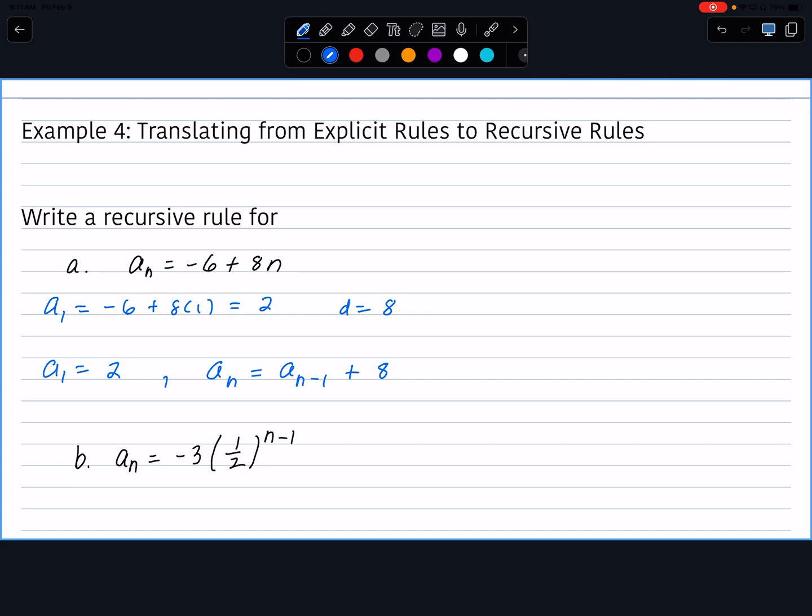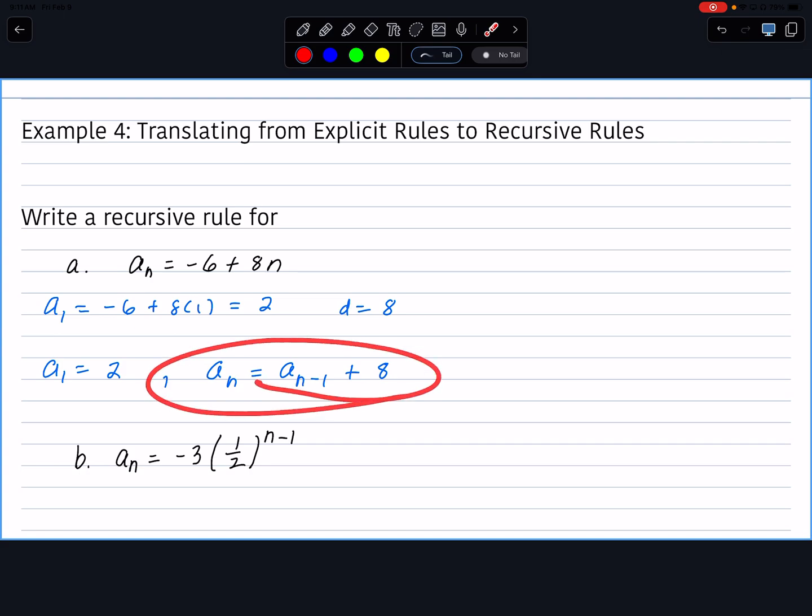So let's just double check it. Make sure I didn't make a mistake. So if we plug in 1 into our original equation, as we saw, it is 2. If I plug in 2 into my original equation, I get 16 minus 6, which is 10. If I plug in for this one, I take my previous term, which was 2, add 8, which is 10. So it's absolutely going to work.